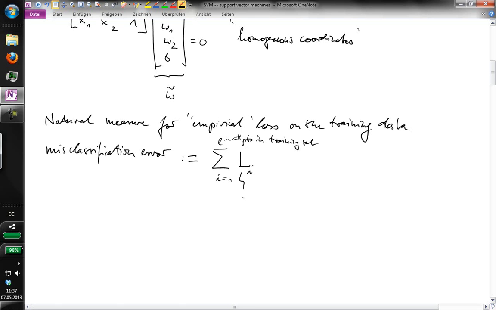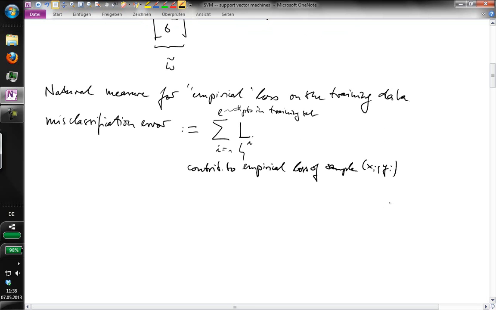Li would be the empirical loss of my sample xi, yi. So misclassification error is defined as, the first equation doesn't say anything, so the definition comes now, is defined as the number of points that are on the wrong side of the decision boundary.